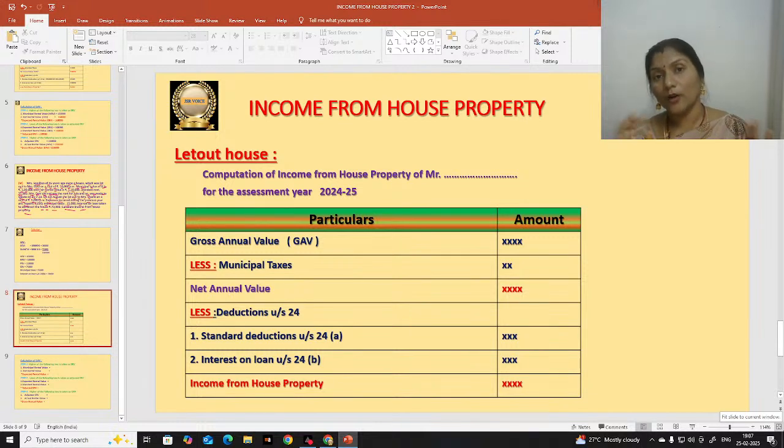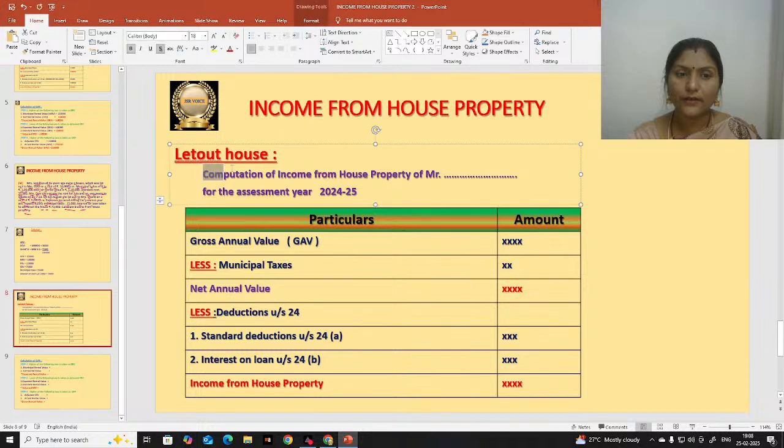And we have to draw columns, particulars and amount, in the same format whatever I discussed in the previous live class, in the beginning of this class. We should keep this format in our mind while calculating income from house property. So here we have to take all the details one by one and calculate income from house property. On the top of this we should give a heading. What heading? Computation of income from house property.